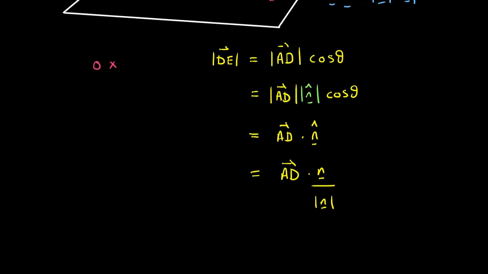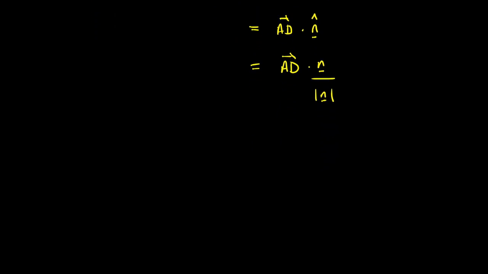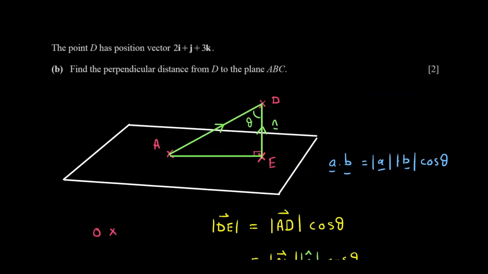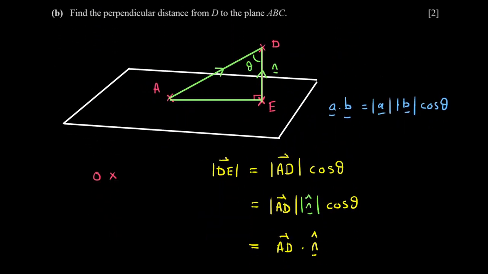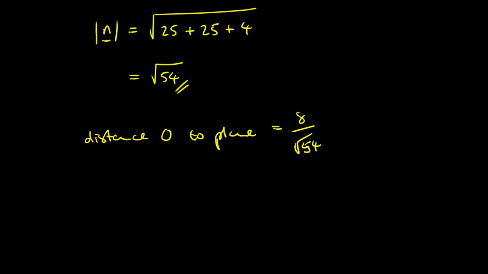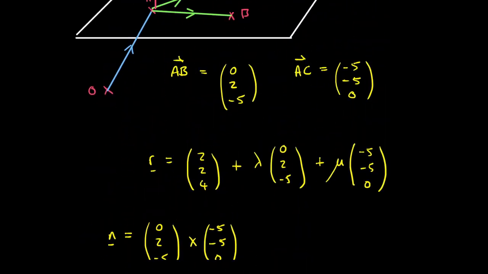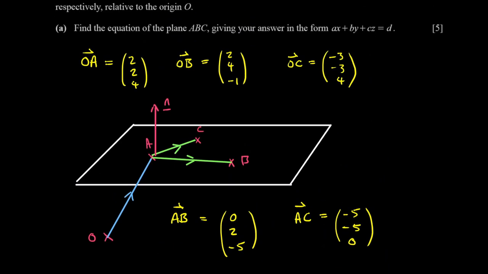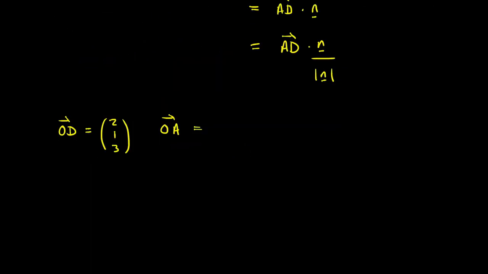So what do I need to do in this case? Well, I need to find the vector AD. So the vector D is 2, 1, 3. Right, so I'm going to write that down. So OD is equal to (2, 1, 3). And the vector OA is, I forget what it is. Let's just go back. OA was (2, 2, 4). Okay, so (2, 2, 4).